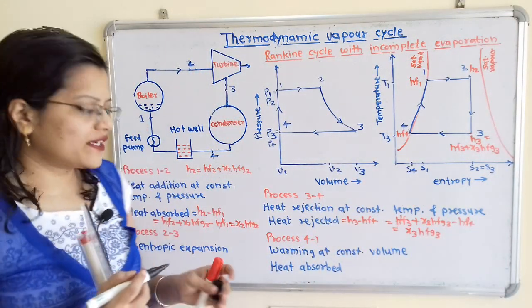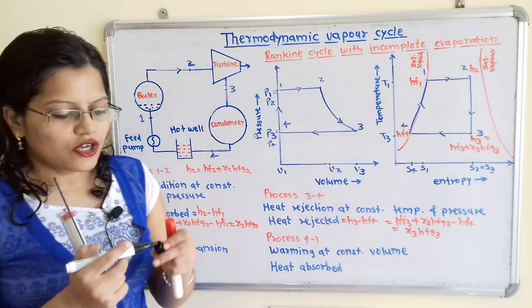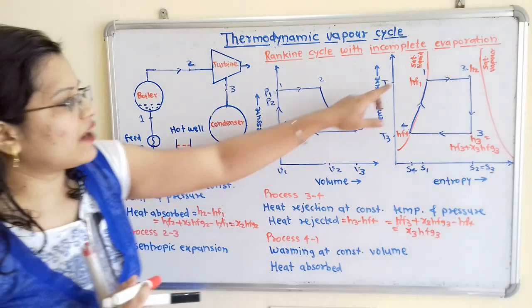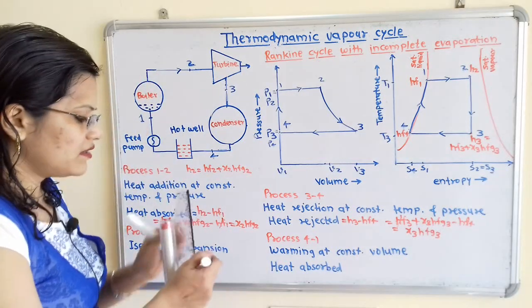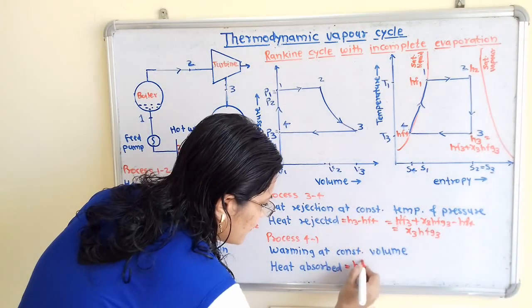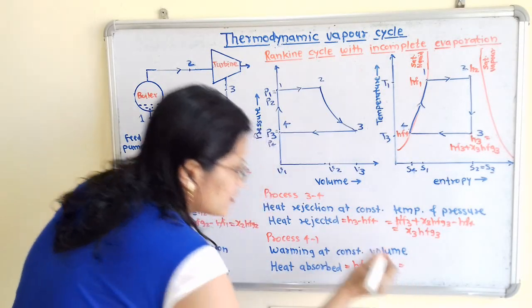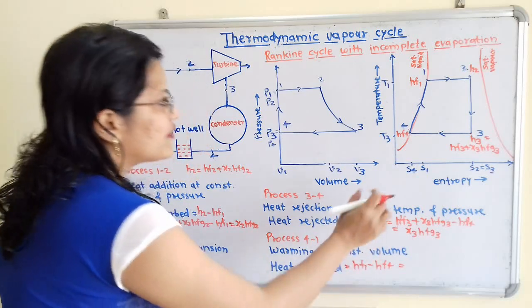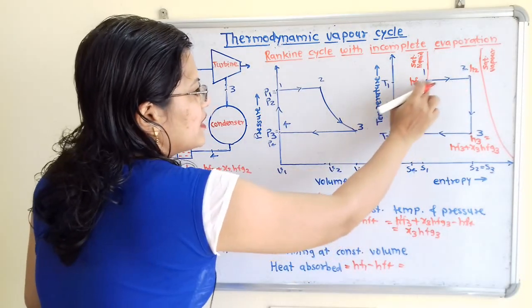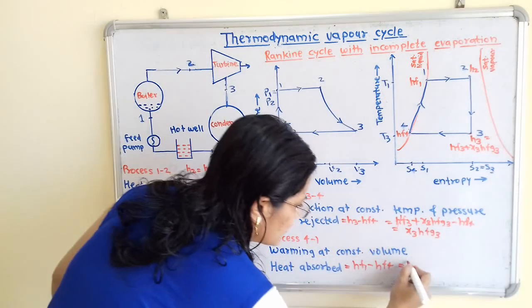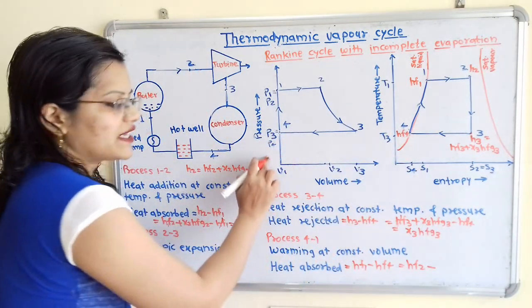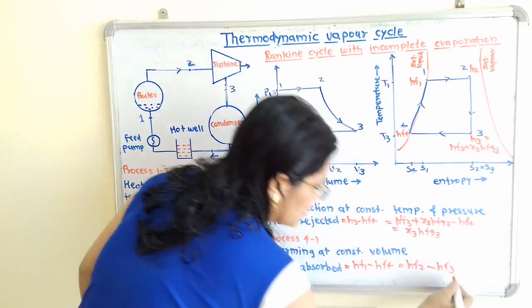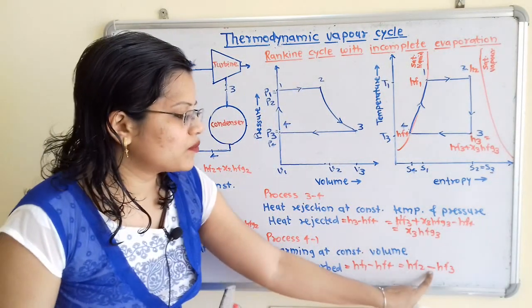Now again main important point is that how to calculate the heat absorbed. So heat absorbed during this process. So again we have to take the difference in between these enthalpies, that is HF1 minus HF4. So I will write here heat absorbed is equal to HF1 minus HF4. Now again if we observe, HF1 is equal to HF2 because this 1-2 process is taking place at constant pressure. So I can write here HF2 minus HF4, and HF4 is equal to HF3 because again here this process is taking place at constant pressure. So I can write here HF3. So heat absorbed we can use HF2 minus HF3. We will solve one problem.